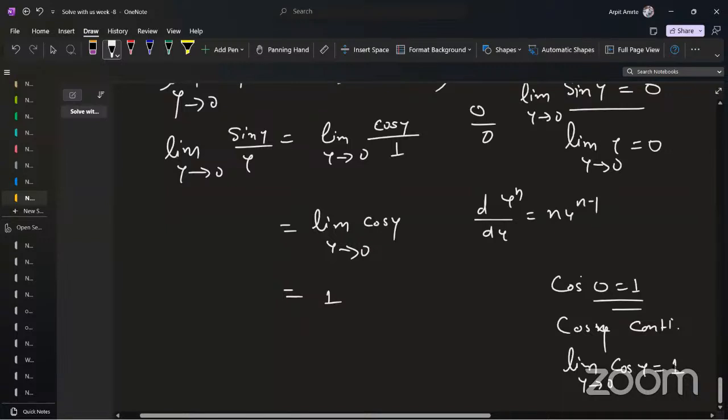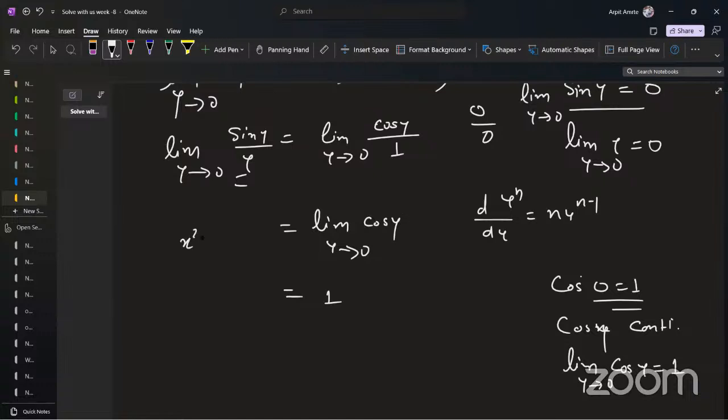If it would not have been an indeterminate form like 0 by 0 or infinity by infinity, then we would have to try to convert it into an indeterminate form, or apply the quotient rule. It depends on the question. Like in this question, we can directly apply, as we can see we can directly get our limit by just putting 0.